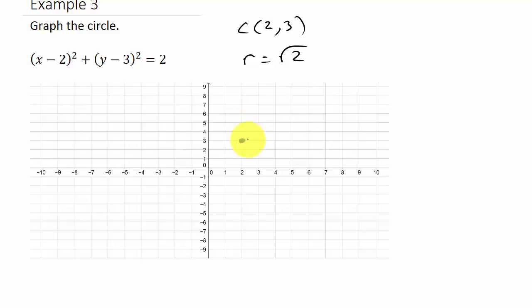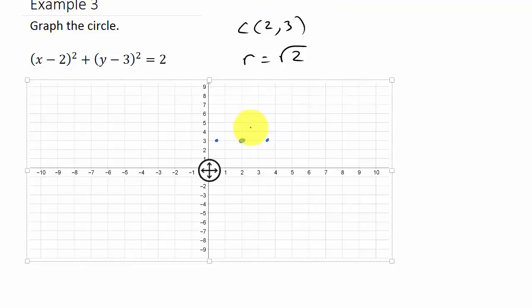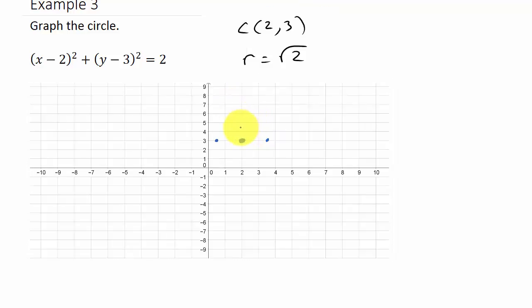So like I said, start at the center, and we're going to go over 1 and a little more. I'm going to go over 1 and then just a little bit more. And then the same thing to the left, I'm going to go over 1 and a little bit more. I'm going to go up 1 and then a little more. And then I'm going to go down 1 and then a little bit more. And so this would be your circle. And then you can label the center and the radius.